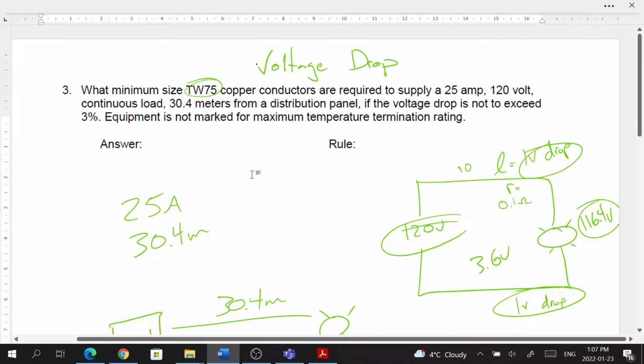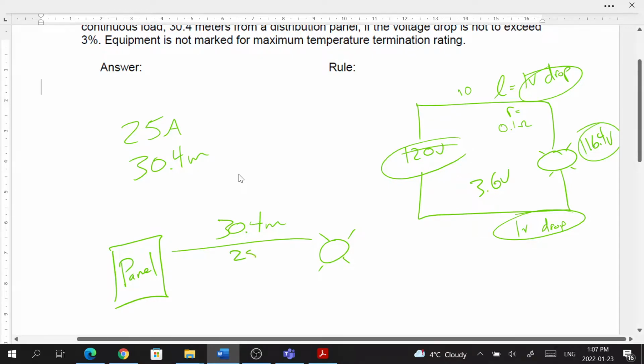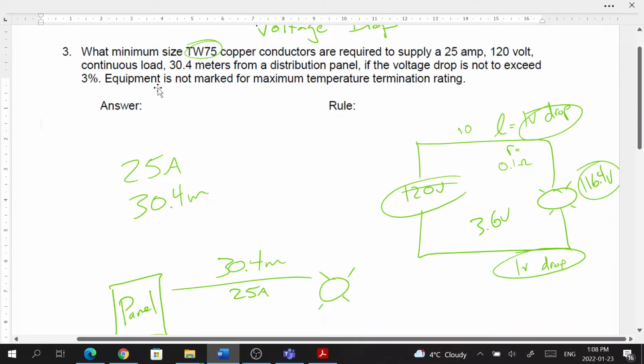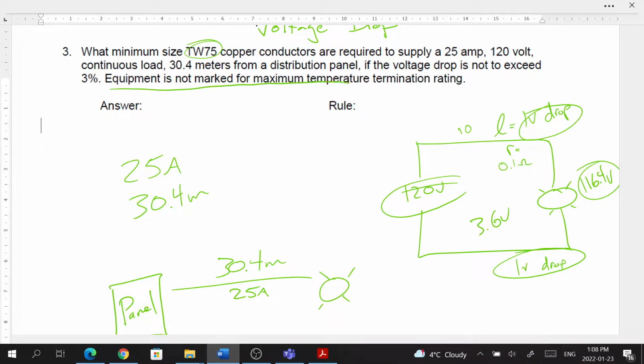Okay, our current going to that light or load is going to be 25 amps. And the voltage drop cannot exceed 3%. And this is important here. Equipment is not marked for maximum temperature ratings. So when we're dealing with our ampacity, we got to take from the 60 degrees Celsius column, because we don't know what the termination ratings are.